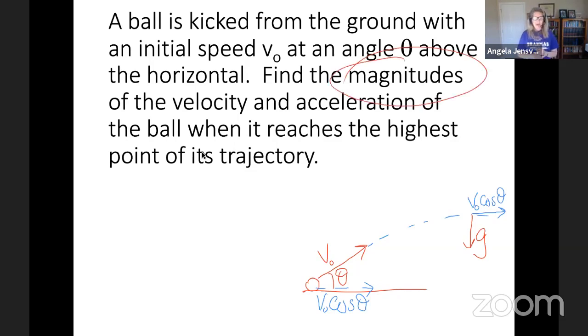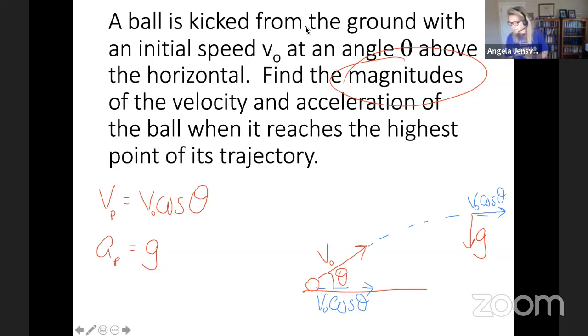But since we're asking for magnitudes, we don't really care about direction right now. So the velocity at the peak is going to be v0 cosine theta. And the acceleration at the peak, remember, it's just magnitude, is g. Okay, I hope you guys got that.